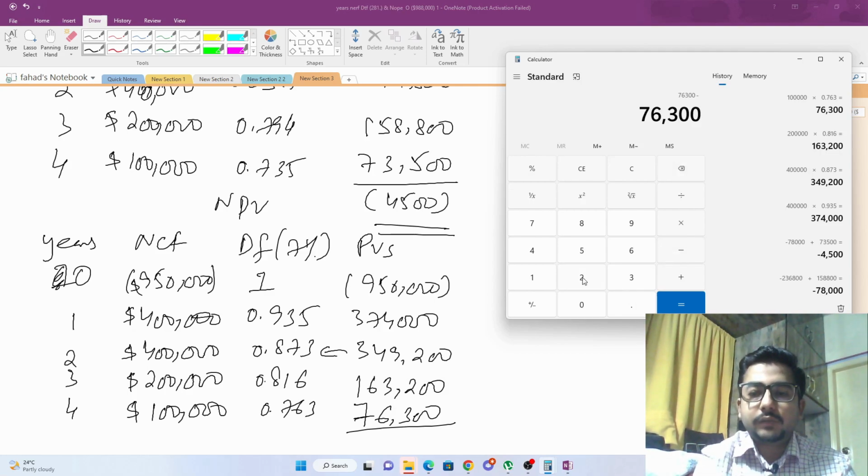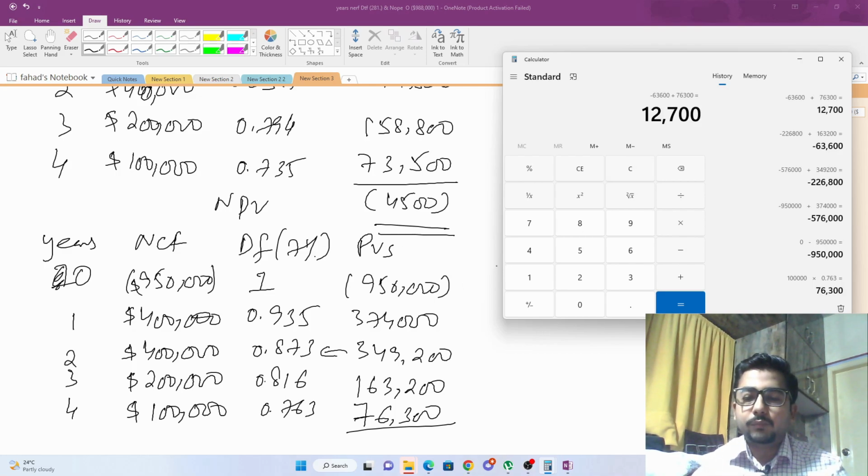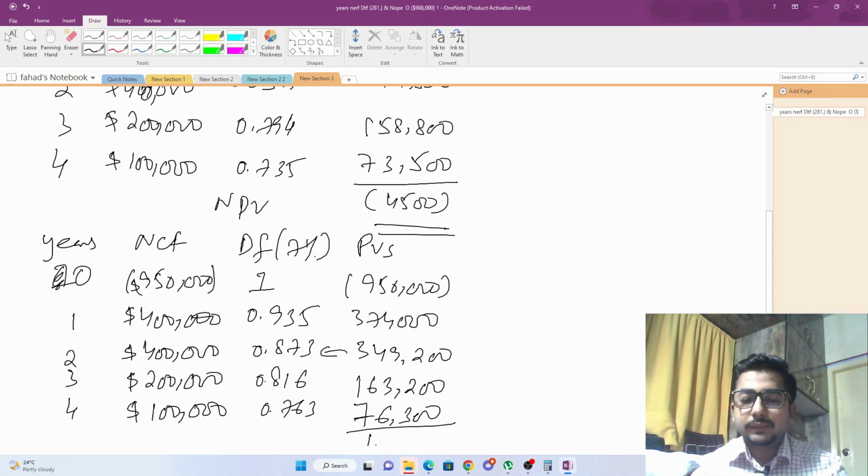We'll start with the minus one. Minus 9,50,000 plus 374,000 plus 349,200 plus 163,200 plus 76,300. So I have got a positive net present value. That is, after 4 years I'll be getting a positive 12,700. In this situation, this is termed as net present value.